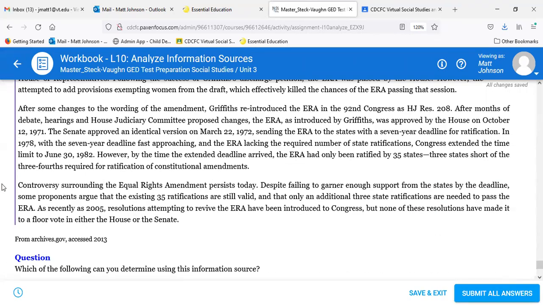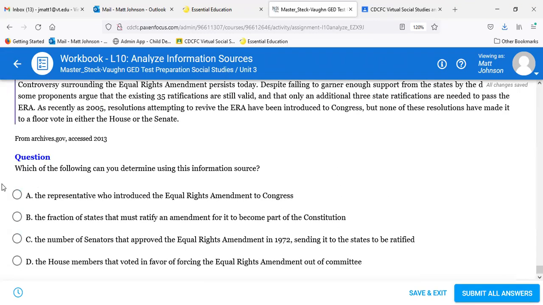for cat. All right. And then finally, let's go with Grace for our final question here. Number 9. Okay. Which of the following can be determined using this information source? A. The representative who introduced the Equal Rights Amendment to Congress. B. The fraction of states that must ratify an amendment for it to become part of the Constitution. C. The number of senators that approved the Equal Rights Amendment in 1972, sending it to the states to be ratified. And D. The House members that voted in favor of forcing the Equal Rights Amendment out of committee.